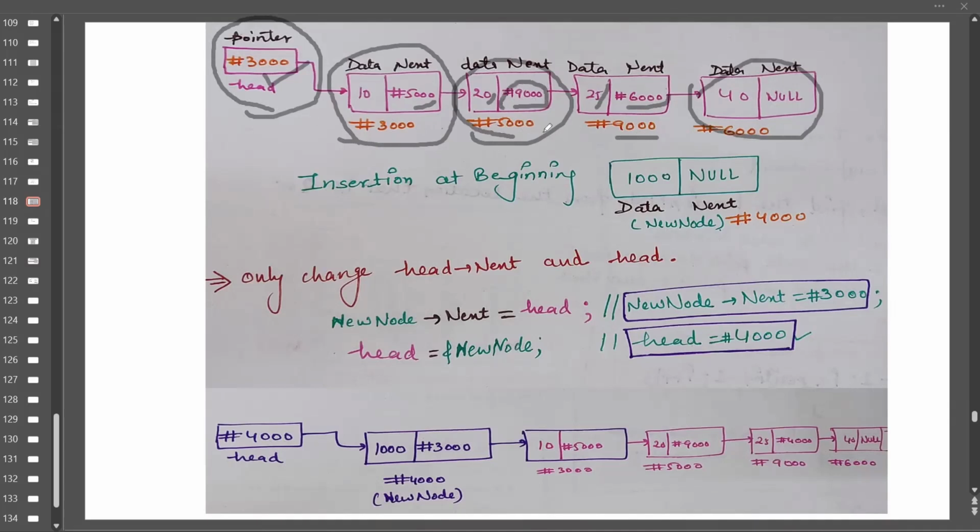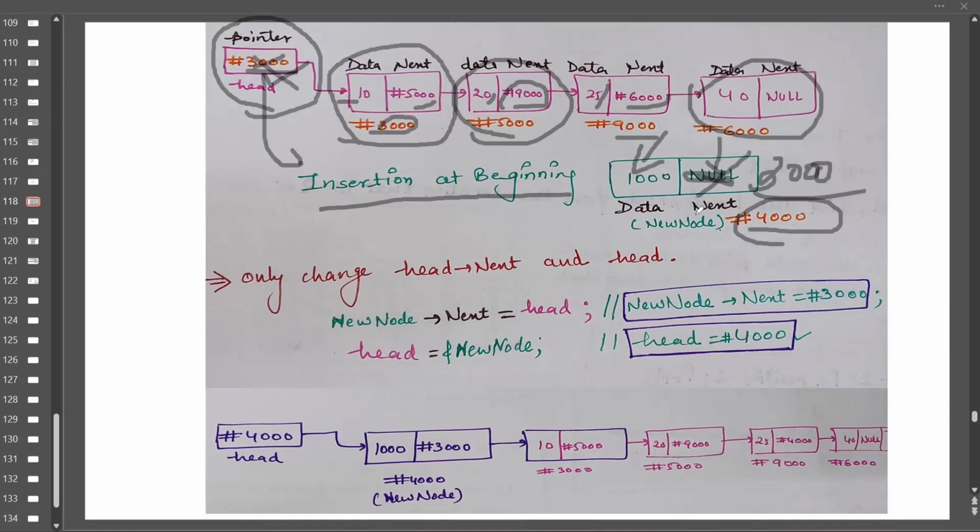I have uploaded a detailed video on linked list, please check that before. Now if you want to insert at the beginning, it means I want to insert before this 10. I want to insert in this head the address of this new node, that is 4000. In that node we have data as 1000 and next is null. Here we have to write the address of 3000, the address of the first node. And in head we want to add the address of the new node, that is 4000.